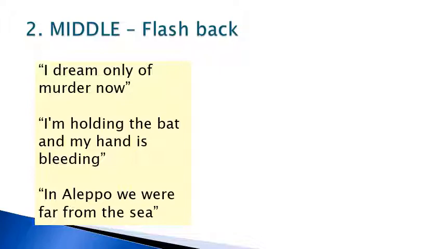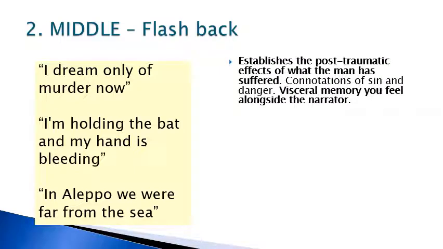So we've got that traumatic flashback, but then we've got a pleasant flashback that it's juxtaposed against, which is their flashback to their homeland. "I dream only of murder now" establishes that post-traumatic effect of what the man has suffered. It's got connotations of sin and danger. And when he describes it in sensory terms, holding the bat and his hand bleeding, that visceral memory is one that you feel alongside the narrator. He wants you to imagine being hunched over the man yourself.